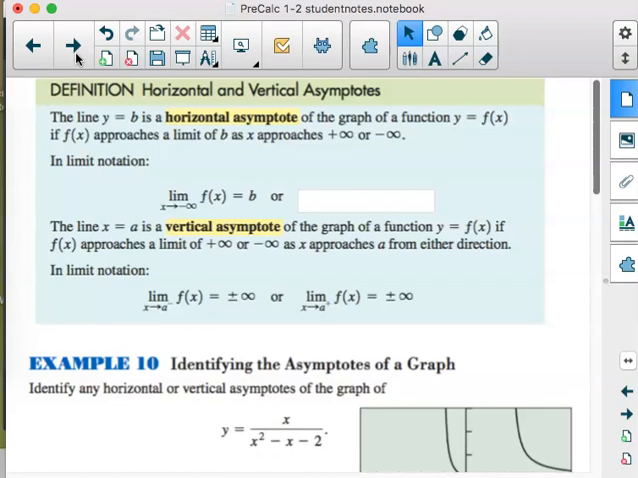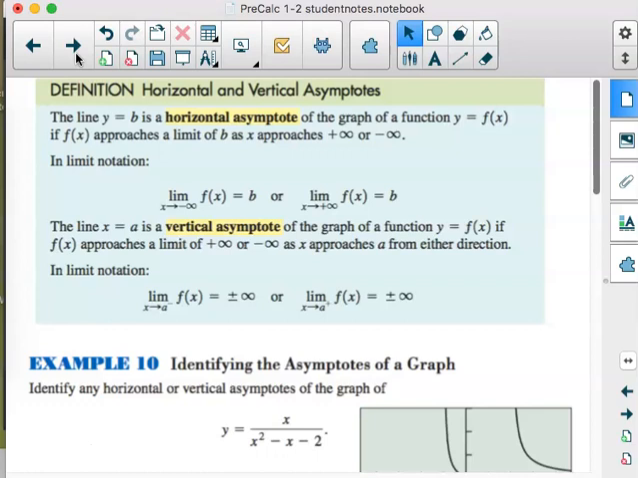Or, this is coming from the left, this one's coming from the right. The limit as x approaches positive infinity for f of x equals b. So again, as we go to the right forever, what is it approaching? And the one I showed you, it was negative 2.